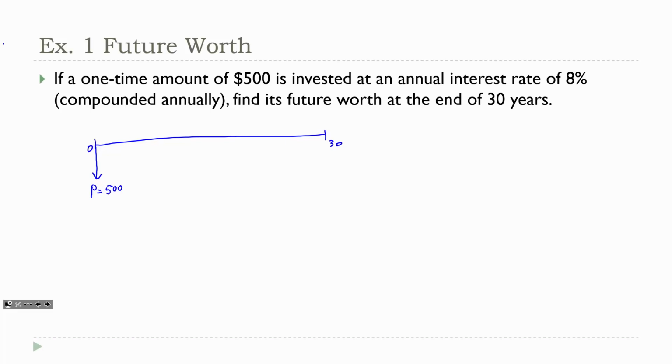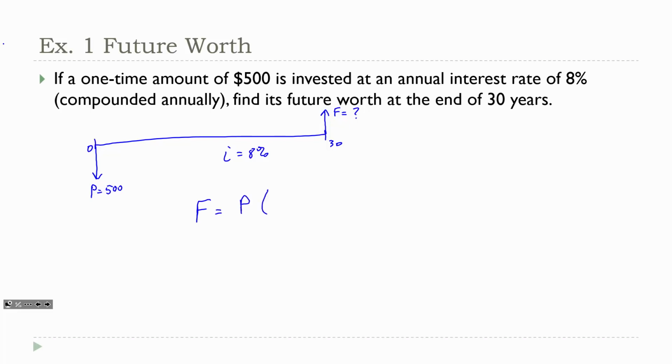So what are we trying to find? F, in what year? Is it going to be an up or a down? Assuming we withdraw it and take it out of the bank and put it back in our pocket, we're trying to solve for F. And we have an interest rate of 8%. So we're trying to solve for F, and we need to multiply times what P is.